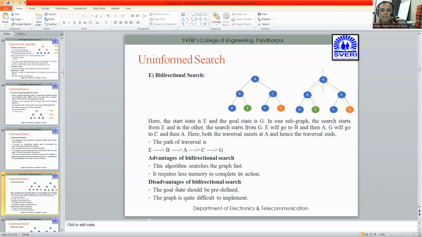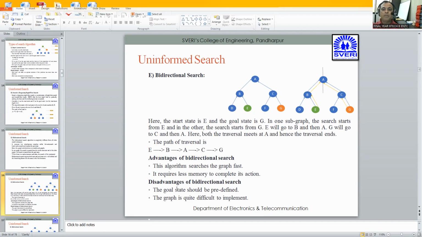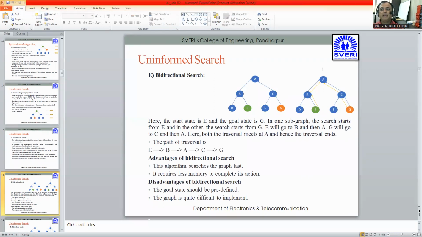Now, in the second subgraph, it will start from G, move towards C, and then go to A. Both of the subgraphs meet at A, and hence the traversal will terminate. Is it right? So how will the path be? The path will be E, B, A, C, and G, where A will be the point of termination because both of the graphs meet at A.